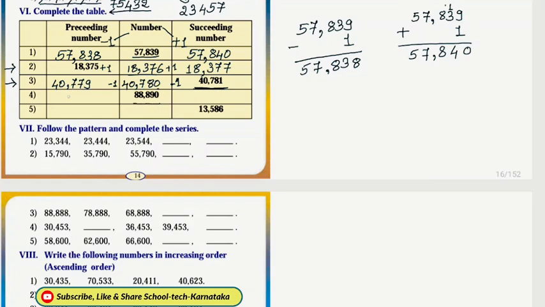Now the given number is 88,890. The preceding number would be 88,889. And the succeeding number would be 88,891.